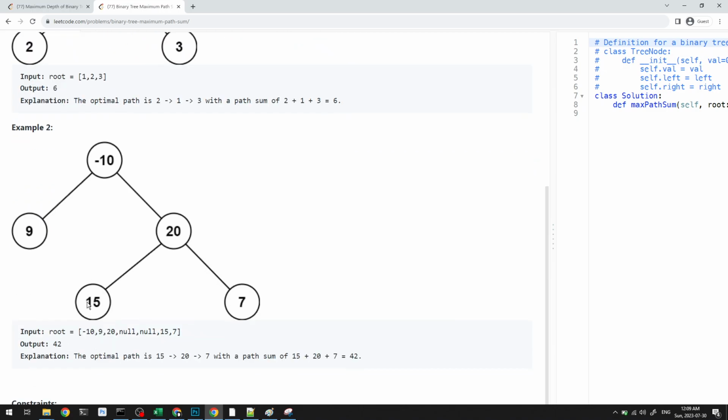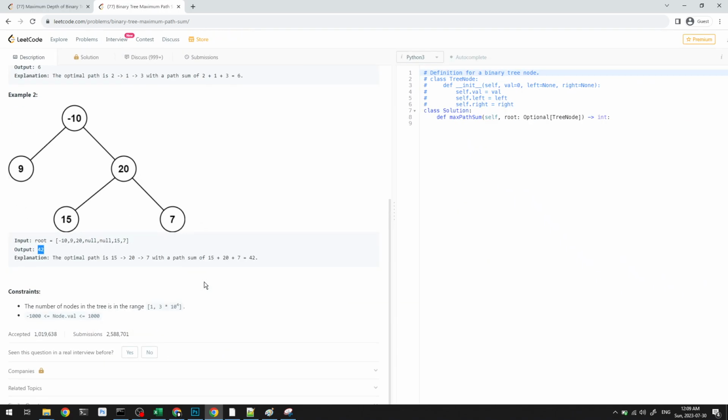The maximum path sum here would be 15, 20, and 7, which would give us the value of 42. Note that it doesn't have to pass through 10. We're not asking to find the maximum path from the left hand side to the right hand side passing through the root. Here it actually doesn't have to pass through the root, so it can be any path in the binary tree. So that's the difference here.